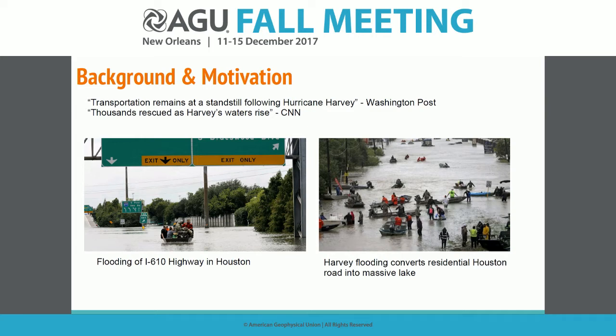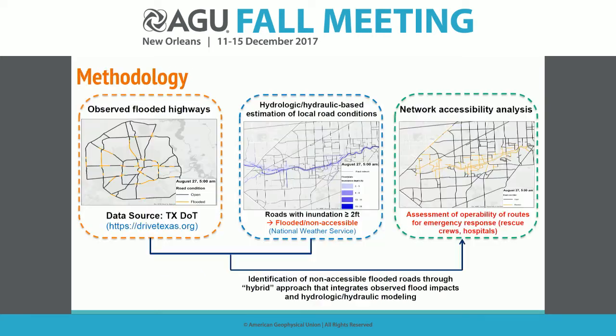You can see here on the left a photo of the extent of flooding of one of the major highways in Houston, 610. And on the right, a photo of a residential Houston road which practically was converted into a massive lake during the storm. That prompted and motivated us to perform the study to assess the vulnerability of the road network and pinpoint critical routes for emergency response that are highly vulnerable.